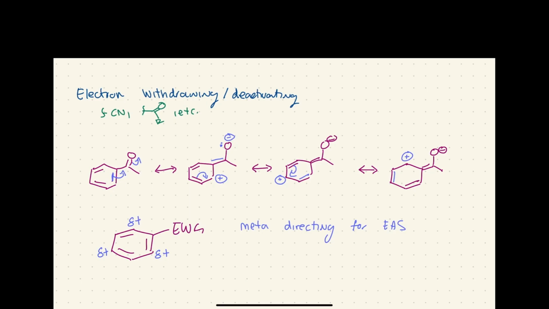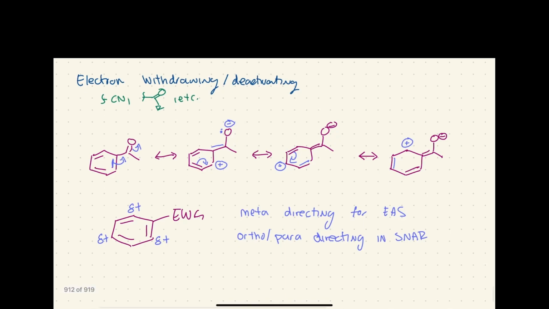But if I'm looking at SNAR, these are actually going to be ortho-para-directing because in SNAR, the aromatic ring is the electrophile. So the directing effect kind of depends on what it is that we're looking at. Let's now compare and contrast this with the electron donating group.